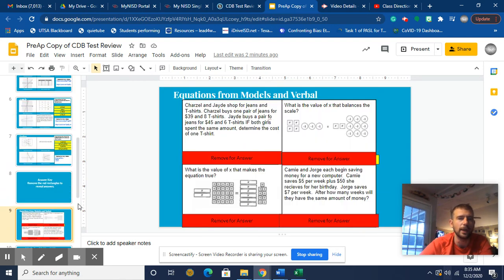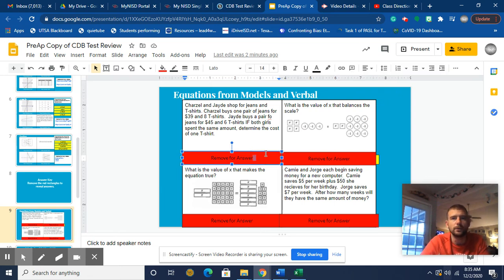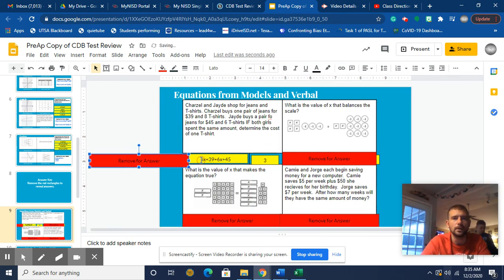Each slide is duplicated. Sorry, my daughter's here. And so what you can do, when you want to know if you did it right, is grab one of these red rectangles and drag it out of the way, and your answers will come up.